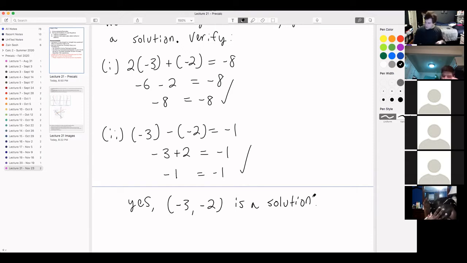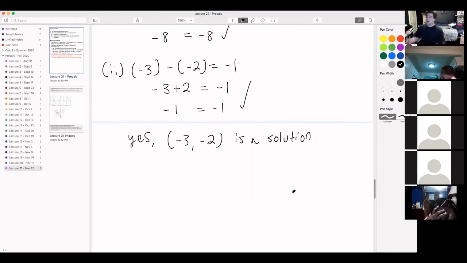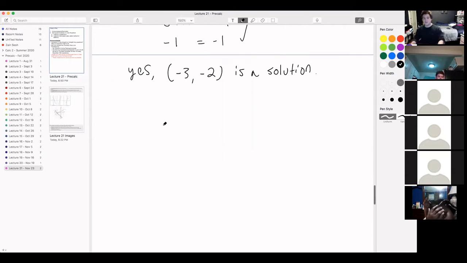All right, good. So let's move on to a different method. Okay, so let's talk about the method of substitution. So this will be solving by substitution.